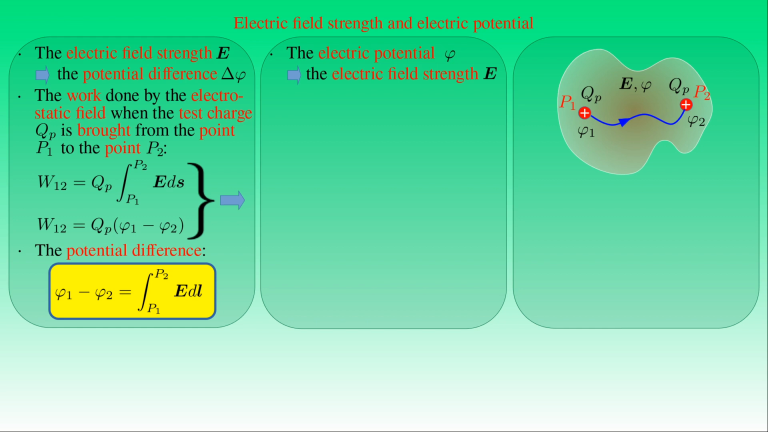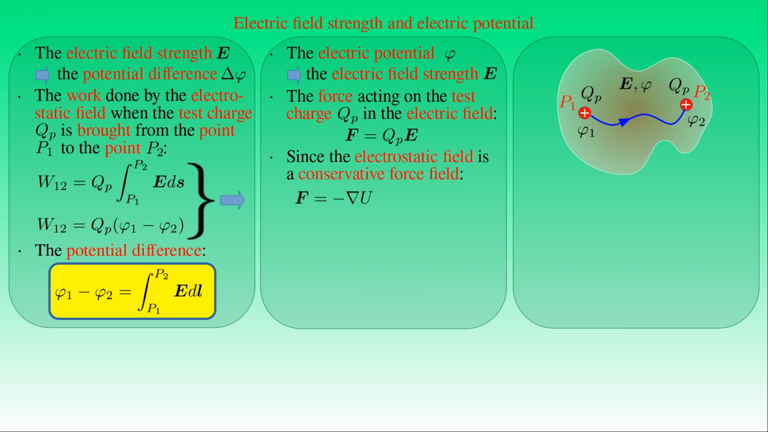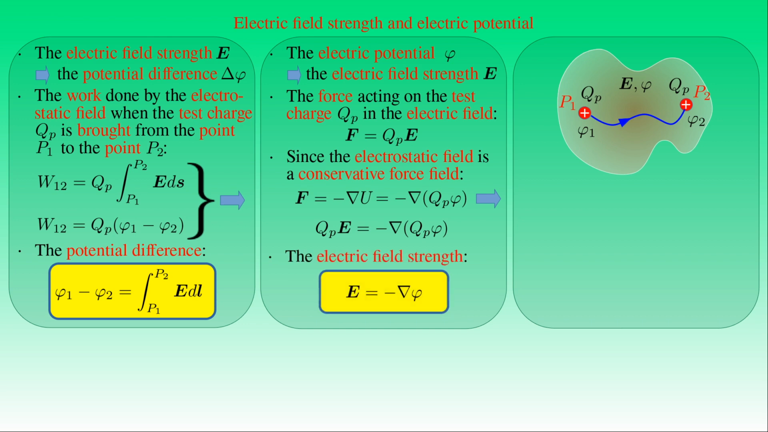By definition, the force F acting on the test charge QP in the electric field is equal to the product of the charge QP and the electric field strength E. Since the electrostatic field is a conservative force field, the force F is given by the negative gradient of the potential energy U of the test charge QP, where the potential energy is equal to the charge QP times the potential phi. Then we can write that the charge QP times the electric field strength E is equal to the negative gradient of the charge QP times the potential phi. As a result, the electric field strength E of the electrostatic field is given by the negative gradient of the potential phi of the field for an arbitrary charge QP.